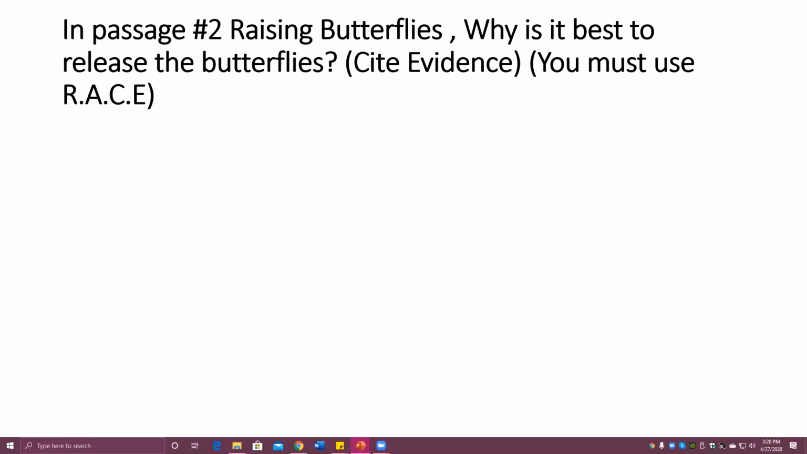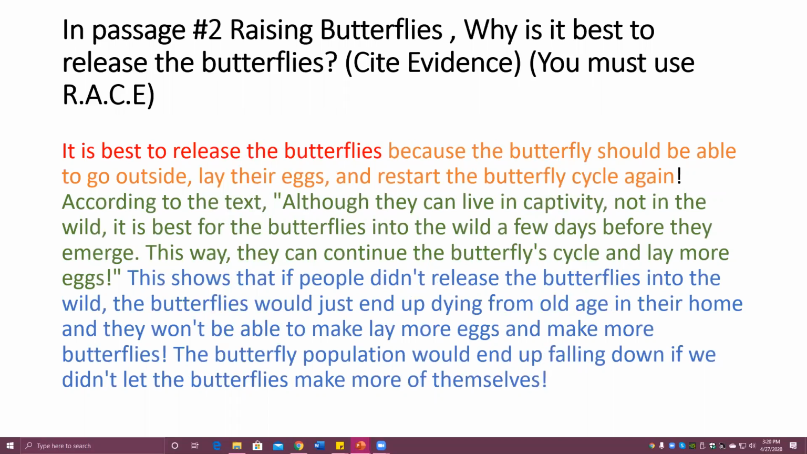Here's another example. In passage number 2, raising butterflies, why is it best to release the butterflies? Cite evidence and use RACE. This person did a very long one and I loved it. It was very thorough. "It is best to release the butterflies because a butterfly should be able to go outside, lay their eggs, and restart the butterfly cycle again.